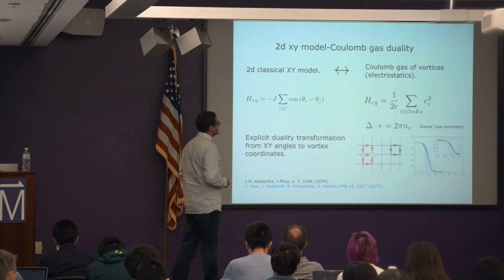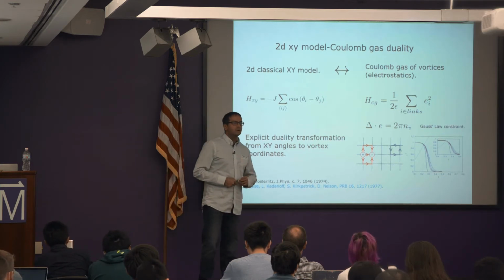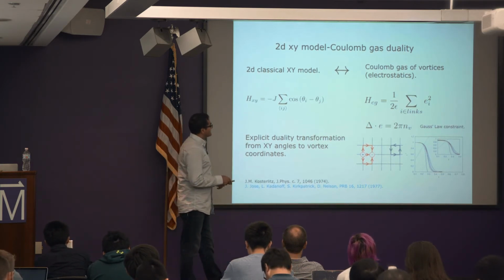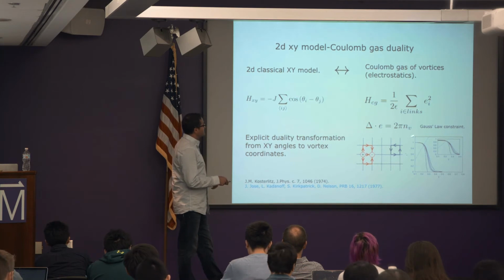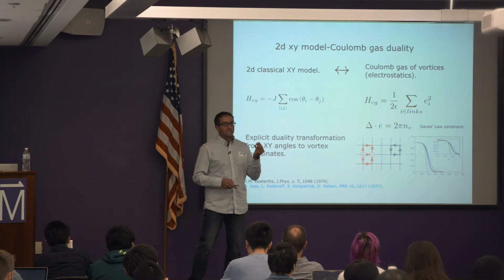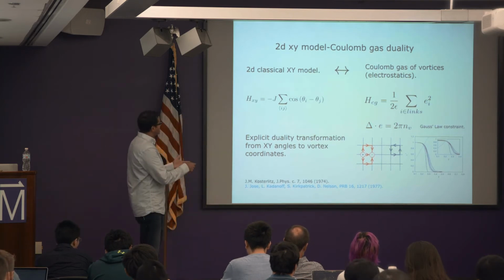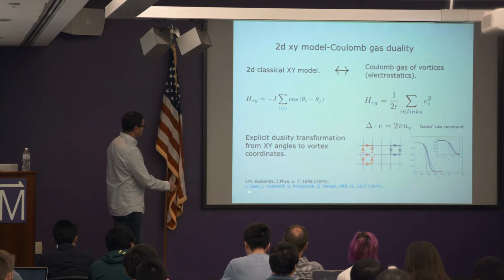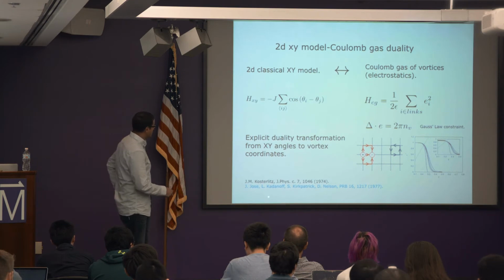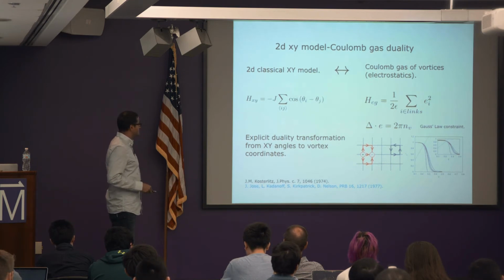The electric field is constrained by Gauss's law that says that the divergence of it at every lattice site is given by the vortex vorticity, n sub v. Okay. This was not how it's derived in these classic papers that I show down here. These are really worth reading, especially this paper in blue.